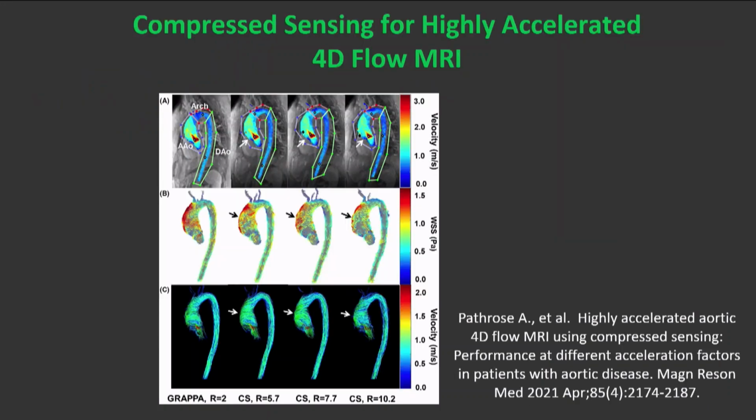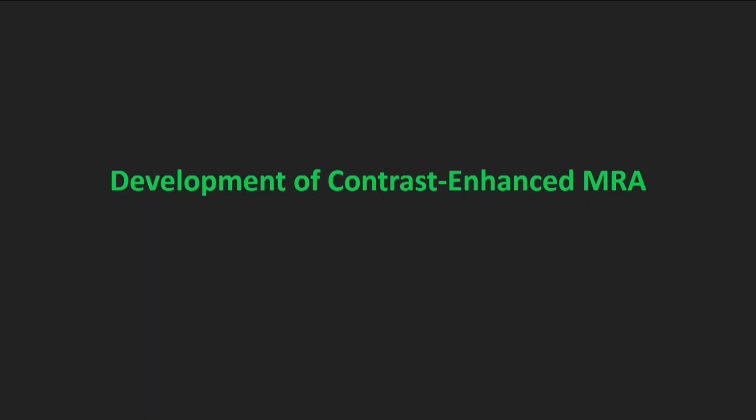And here's some work from, I believe, the Northwestern group, applying compressed sensing and showing how you can get even acceleration factors as high as 10 using compressed sensing because of the image sparsity. So this is critical work and really is allowing us to take things like 4D flow, which have such huge data sets, and get it fast enough to be used in routine clinical work.